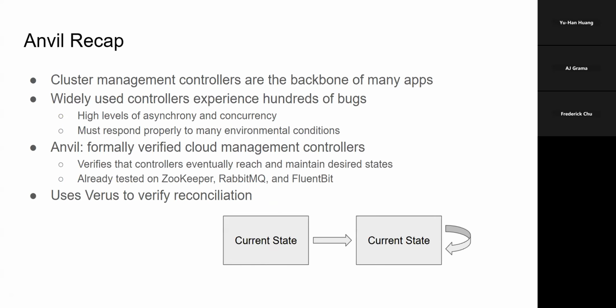Before introducing our work, we should have a brief introduction about Anvil, which our work is based on. Since real-world Kubernetes controllers often encounter hundreds of bugs due to asynchrony issues, Anvil is a framework to verify the controller and focus on reconciliation logic. Anvil has been demonstrated on controllers like Zookeeper, RabbitMQ, and FluentBit. And Anvil introduced a concept of ESR.